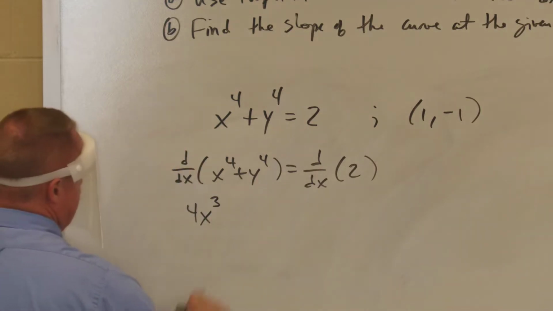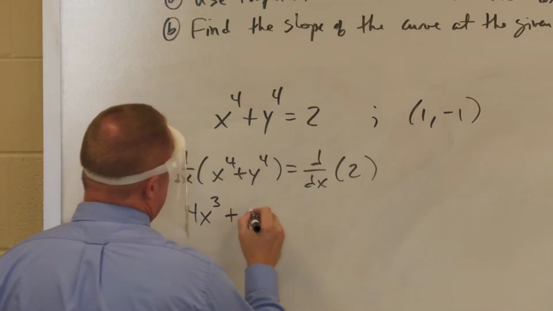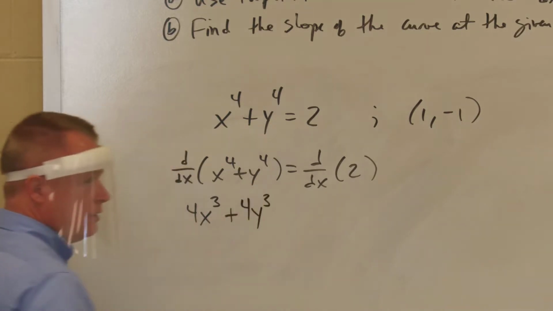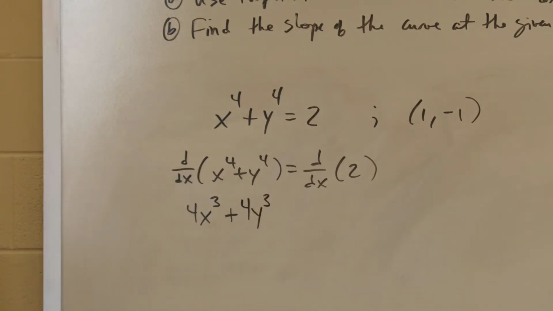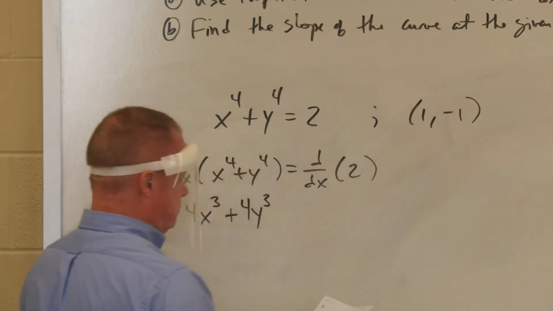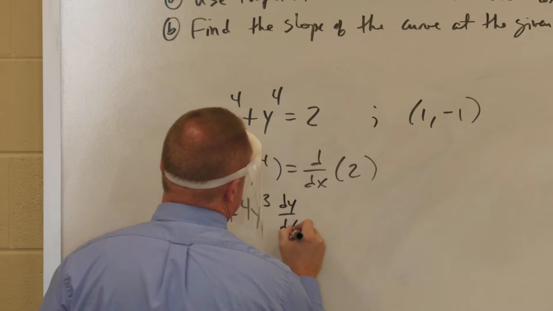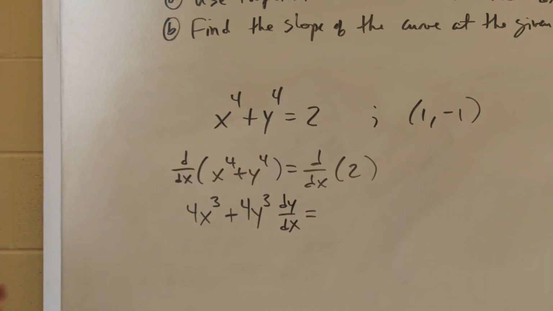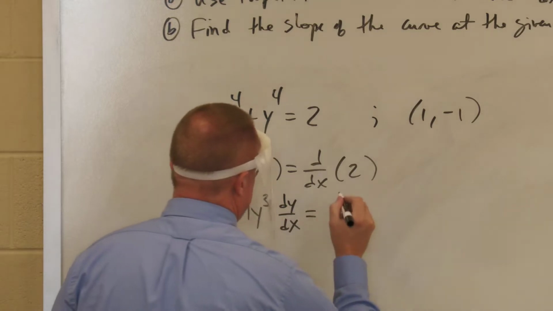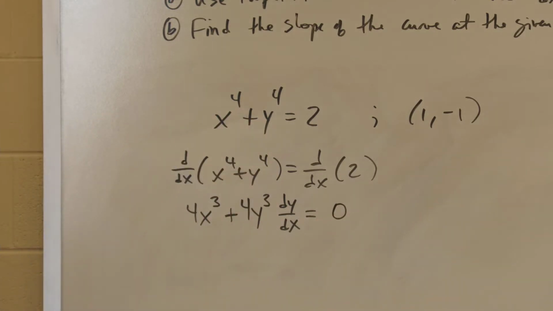But now this one, plus y to the fourth, that would be 4y cubed. But then I multiply by the derivative of the inside with respect to x, so I have to multiply that by dy dx. Any questions about that so far? What about the derivative of 2? Derivative of a constant is what? 0. There you go. Okay, any questions about that first step? We took the derivative with respect to x of both sides.